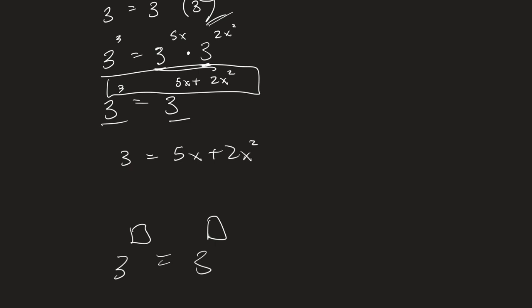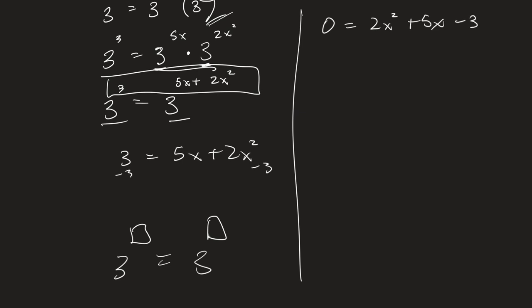Let's rewrite it. I'll do it over here. Rewrite it so everything's on the right side. So 0 equals, I'll put 2x² first, plus 5x. When I bring the 3 over, this will be a negative 3.